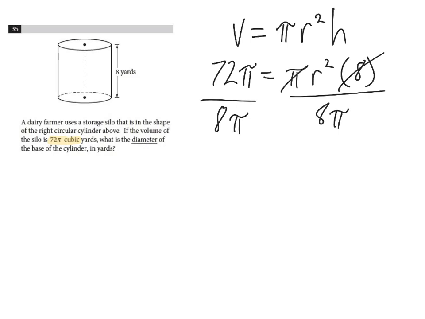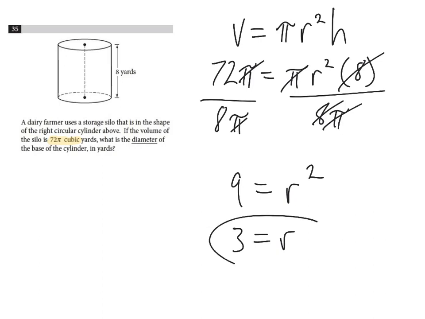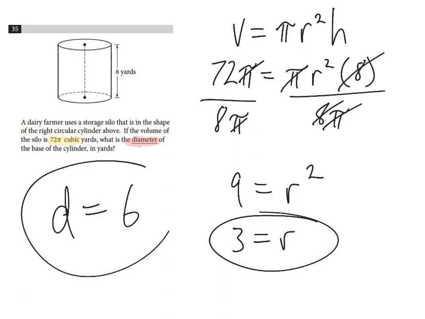Okay, my pi and my 8 cancel out. Over here my pi's cancel out. I've got 9 equals r squared. Okay, well then 3 equals the radius. Alright, well the radius is not what we're looking for. We're looking for the diameter, and I even underlined it. And the diameter is double the radius. So the diameter is going to be 6.